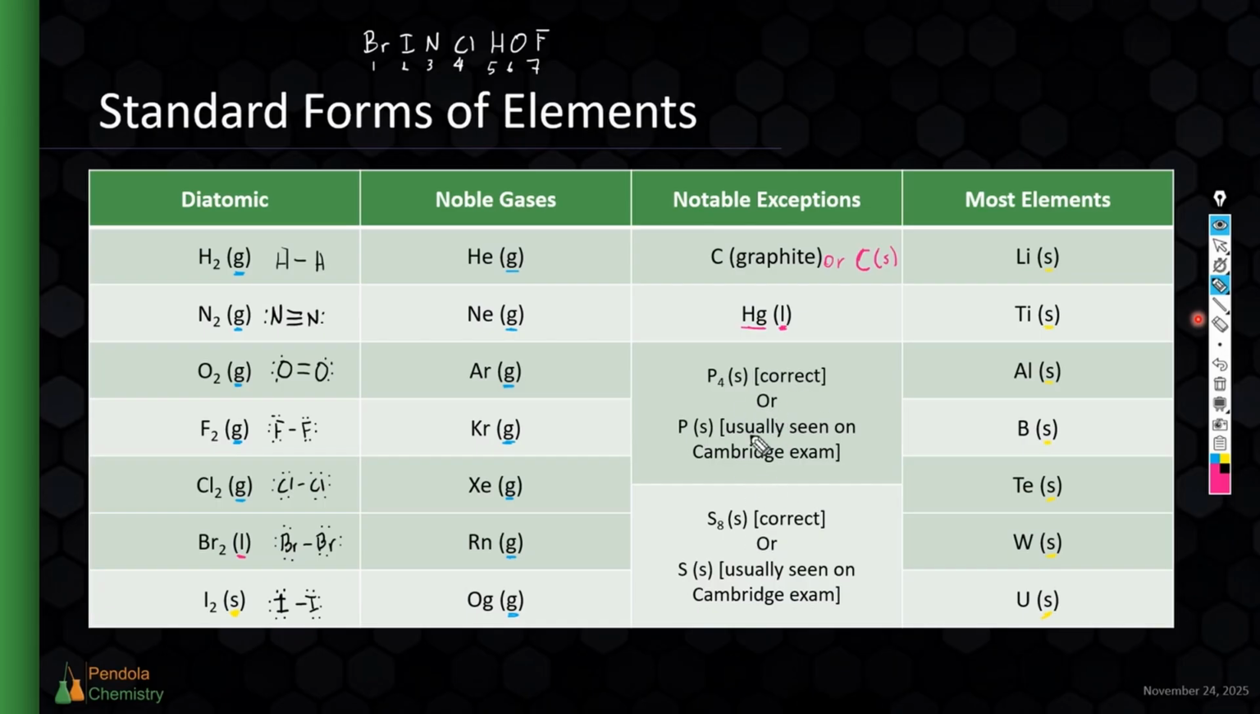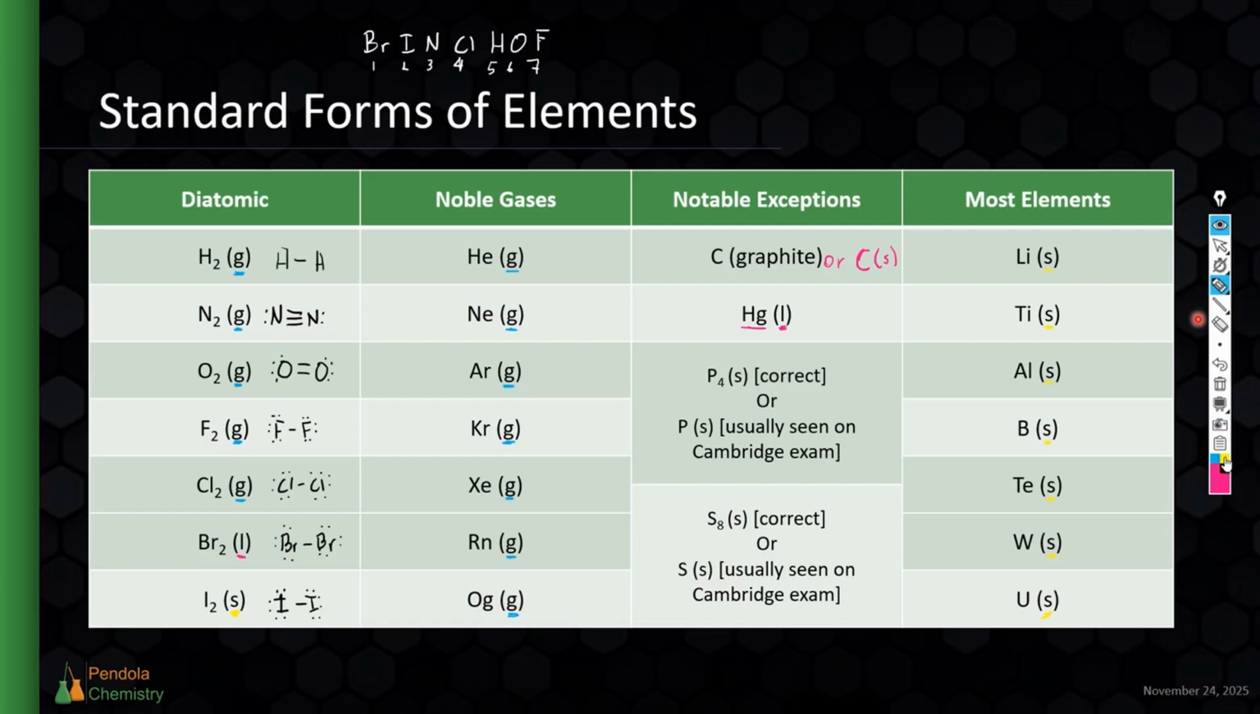Then the 2 that are probably going to be the most confusing to you are phosphorus and sulfur. Phosphorus and sulfur are tetraatomic and octaatomic respectively. So phosphorus is tetraatomic, it's usually P4, whereas sulfur is S8. Both of them are solids at room temperature.